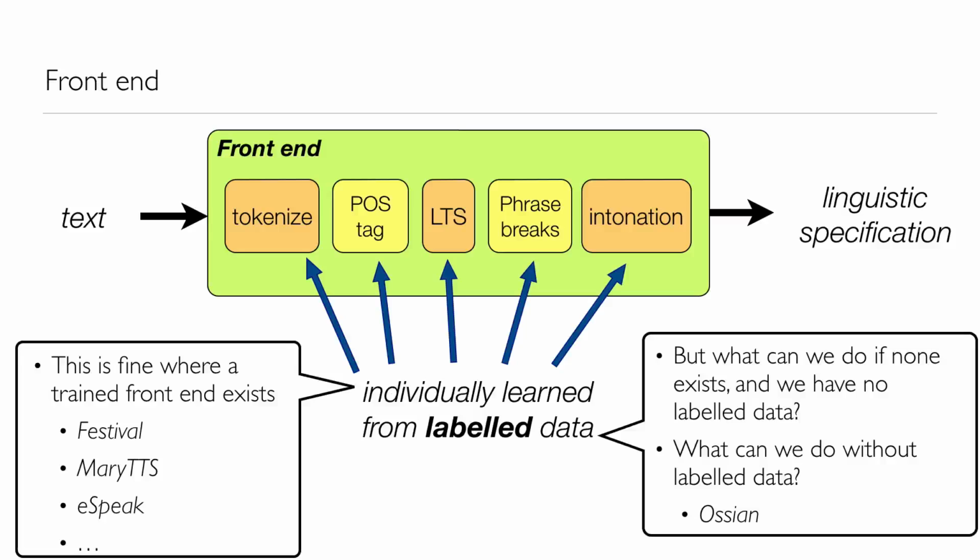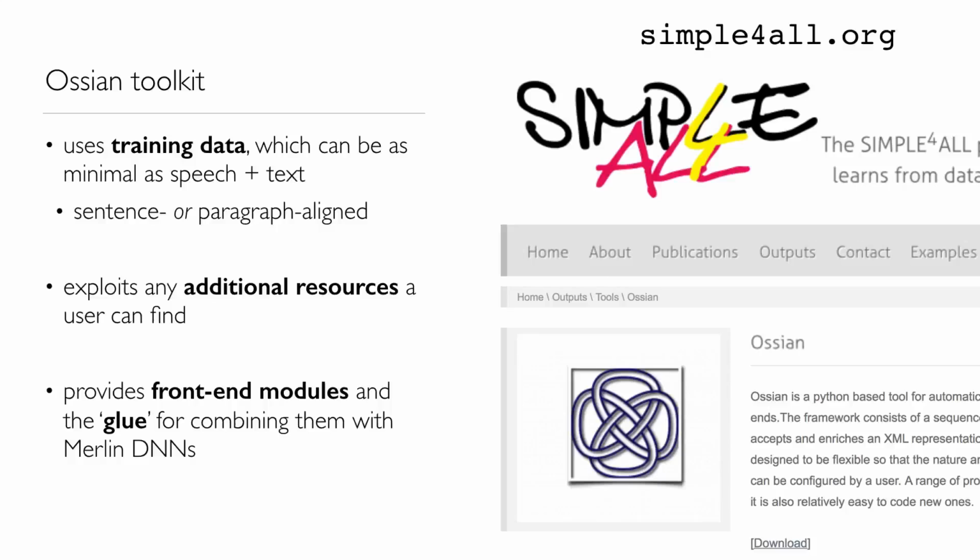And so the toolkit I'm going to talk about now specifically is what we call Ossian. And you can find it here. That's a slightly old slide. There's been an update there with a pointer to the GitHub repository, where you'll find it alongside Merlin. And this toolkit is the product of the last few years of work of trying to do speech synthesis in languages where we don't have conventional resources and we can't rely on conventional expertise. So minimally, the tools expect as input for training speech and text aligned at the sentence or perhaps the paragraph level.